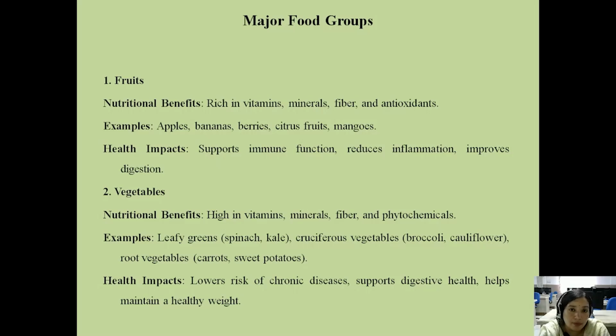So it lowers your risk of chronic disease, supports your digestive health, and helps to maintain your healthy weight. These are the nutritional benefits of vegetables. They are high in vitamins, minerals, fibers, and phytochemicals, and I already specified the examples: leafy greens, cruciferous vegetables, and root vegetables. And the health effects are lower risk of chronic disease, support for digestive health, and help maintaining a healthy weight.